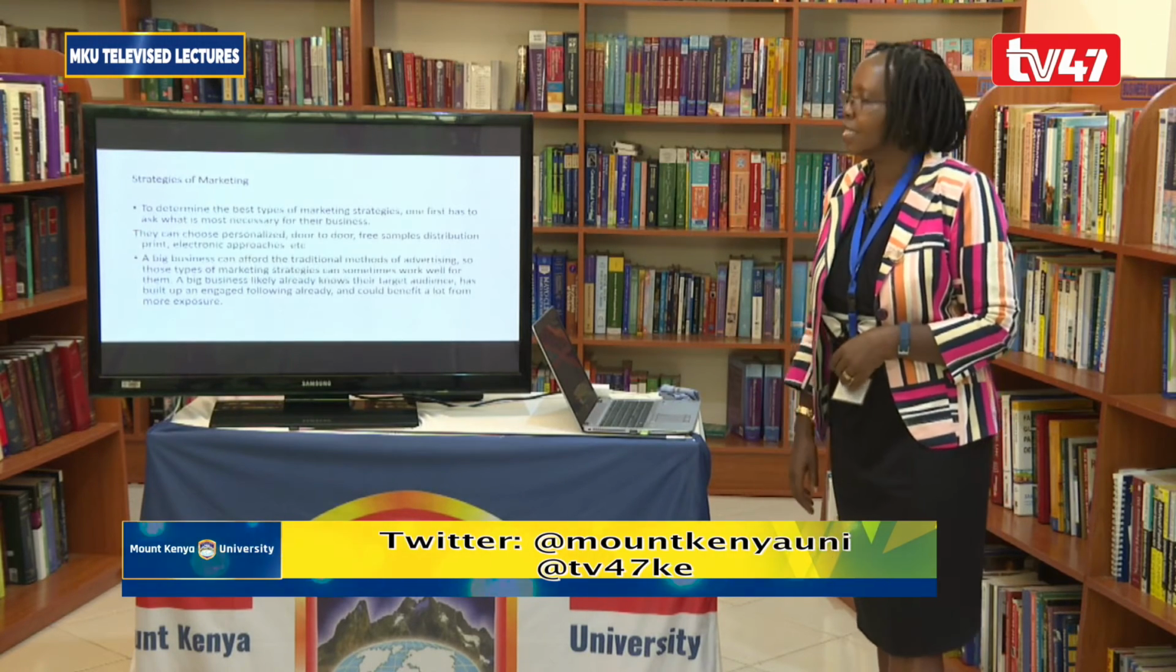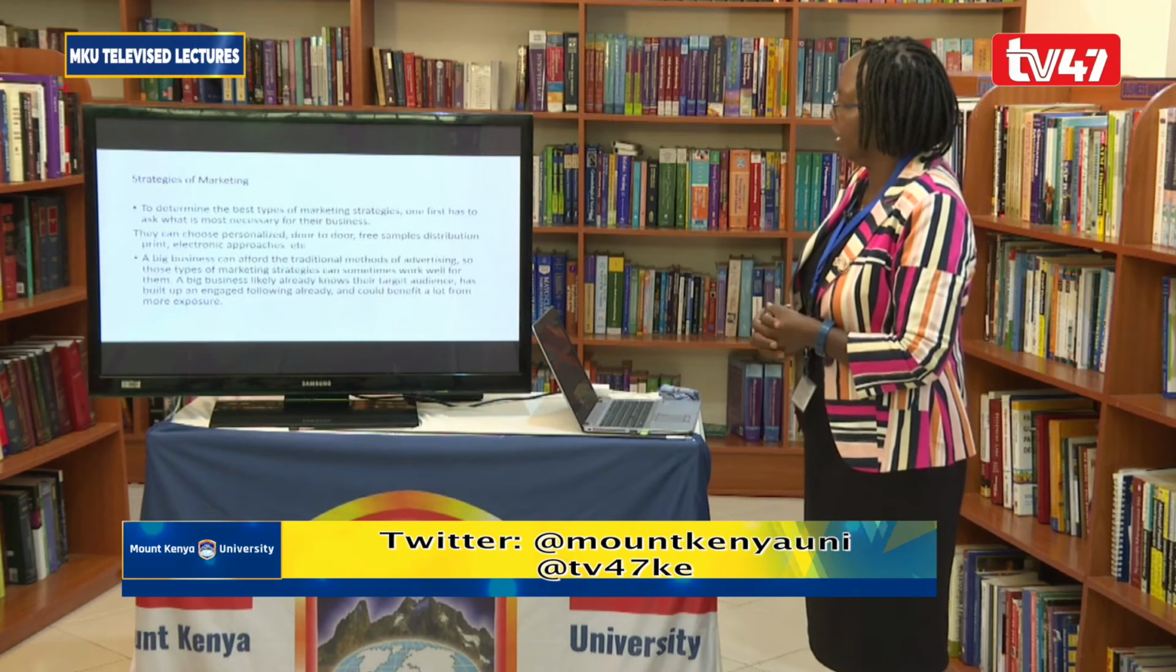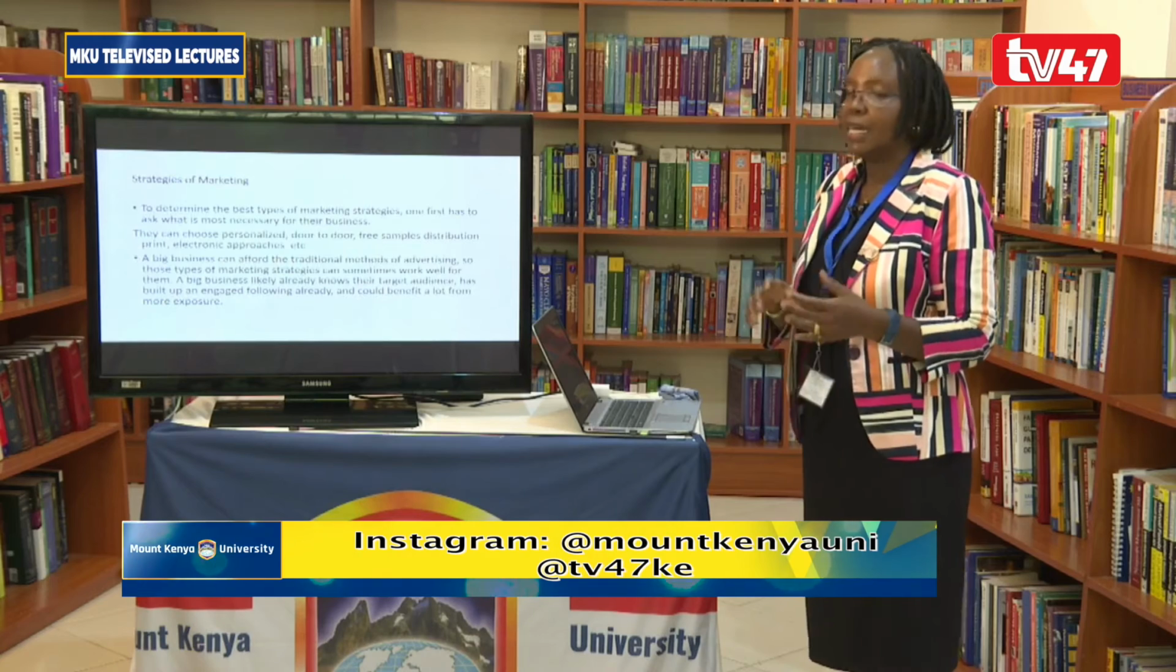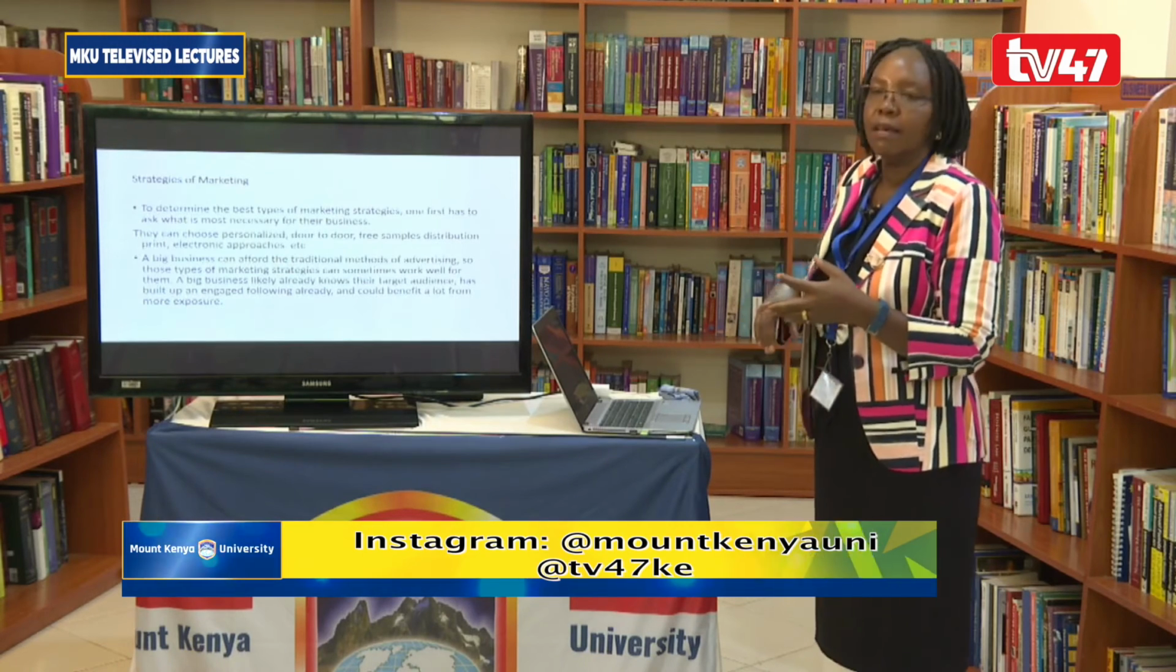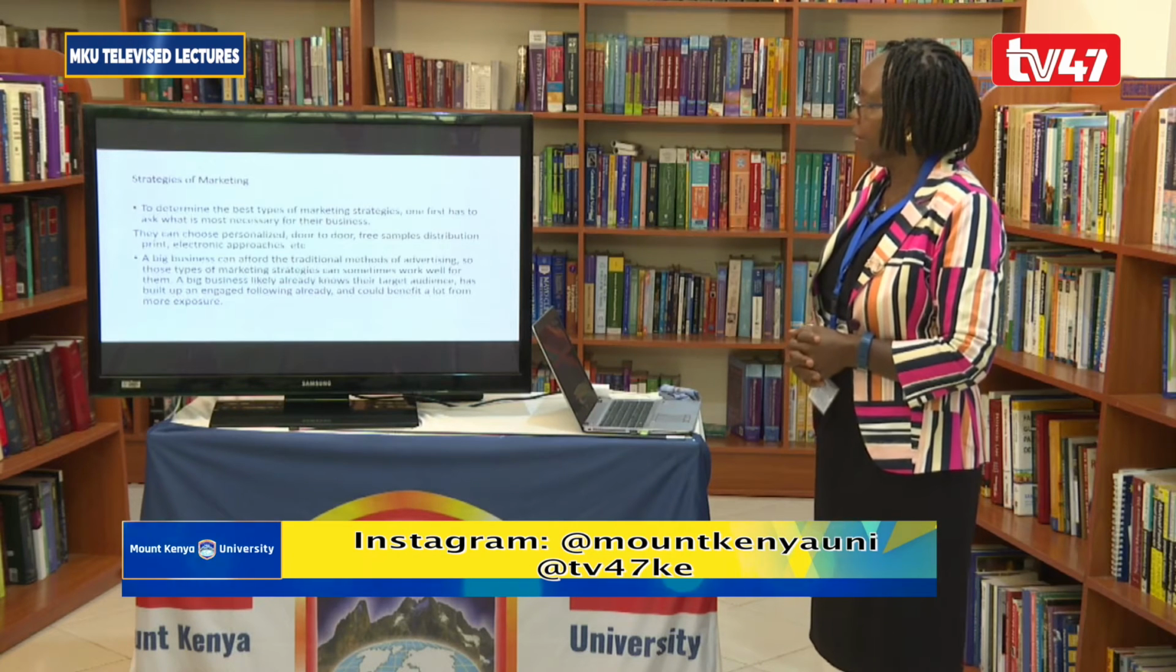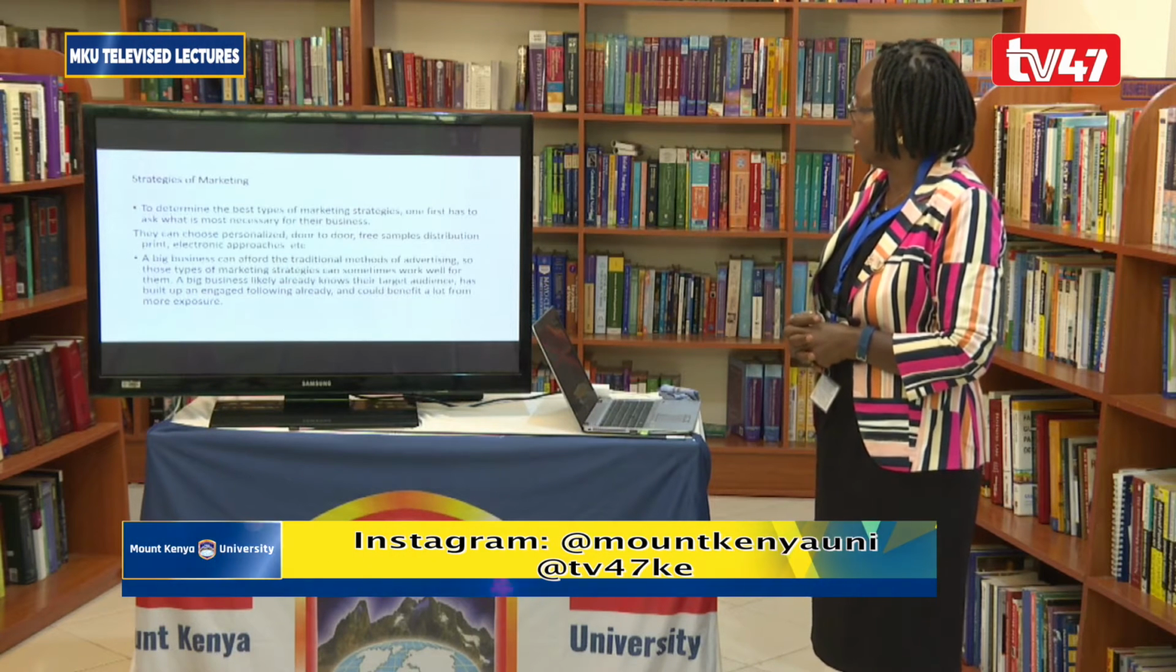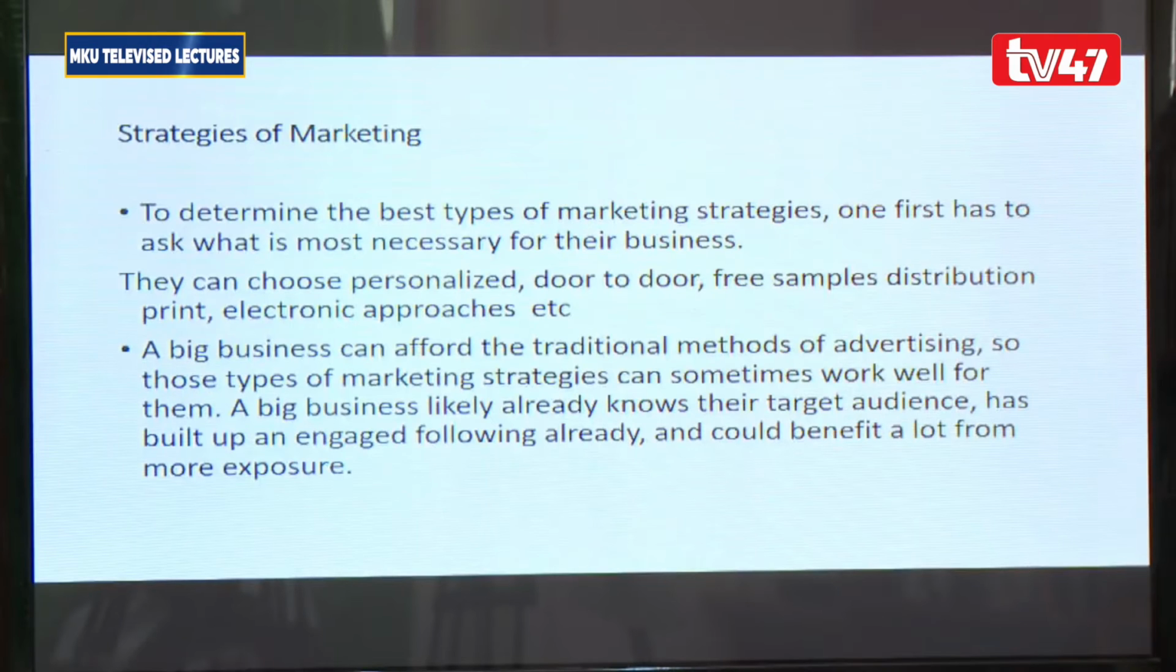So what are the strategies that are used in marketing? Number 1, the strategy that the entrepreneur uses depends on the kind of business, the product, and even the size of that business. So to determine the best type of marketing strategy, one must first of all understand their own business and their target customers. They can use personalized door-to-door, the traditional methods, free sample distribution, print media, electronic media through TV, through radio. All those are approaches that can be used.